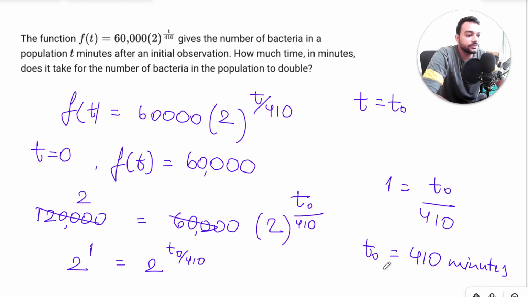In minutes, the answer is going to be 410. In hours, it's going to be 6 hours and 15 minutes. Okay, or 6 and 5 by 6 hours. So that's the time taken. This is how we solve simple exponent equations.